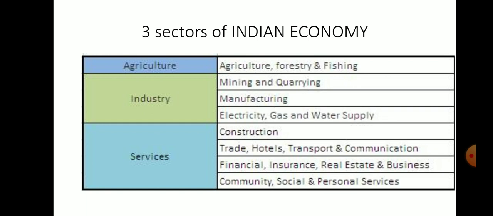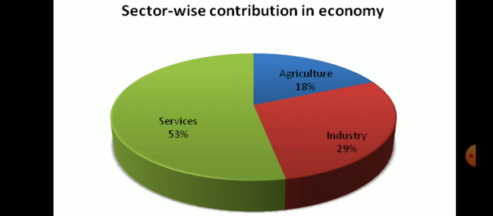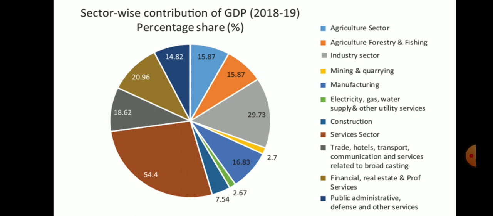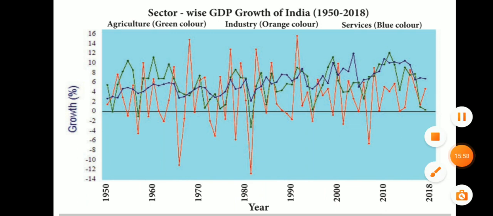The three sectors of the Indian economy are agriculture, industry and services. This is the split and how each has been contributing to the economy for the national income. We'll move on to this pie chart once again. Agriculture with 18%, industry with 29%, and services with 53%. Over here also you have all these services sectors. You can have a look. This is how the graph has been denoting the values also.